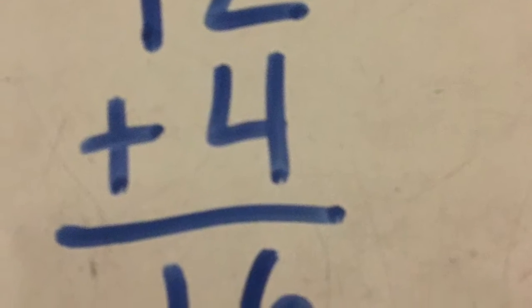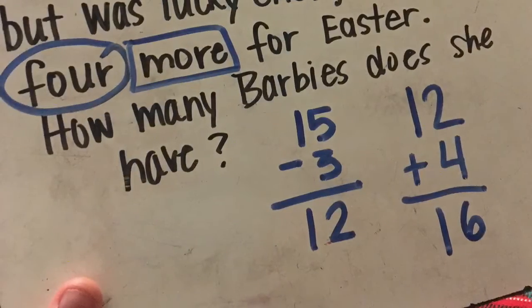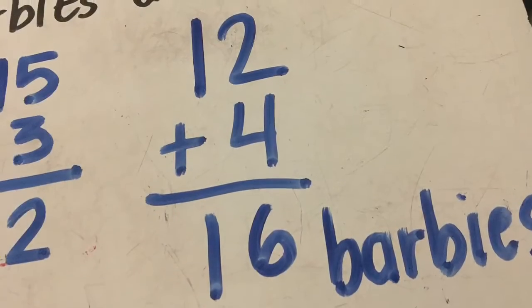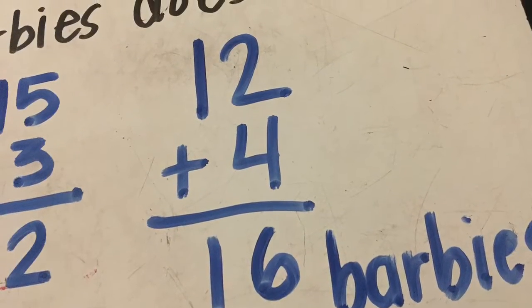And then we need to figure out the label. And the label is asking how many Barbies does she have. So the label is Barbies.